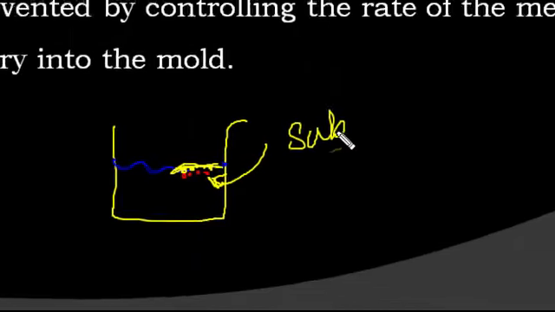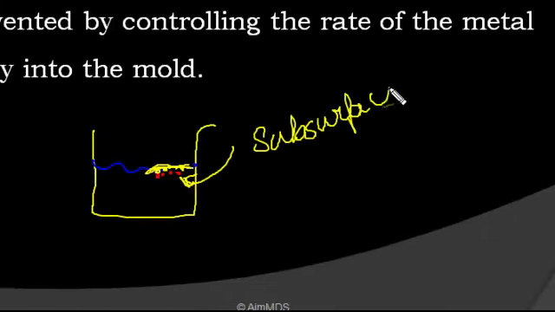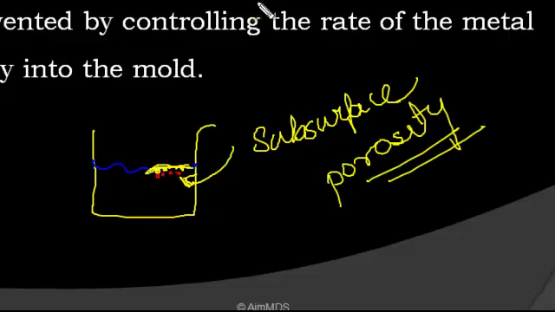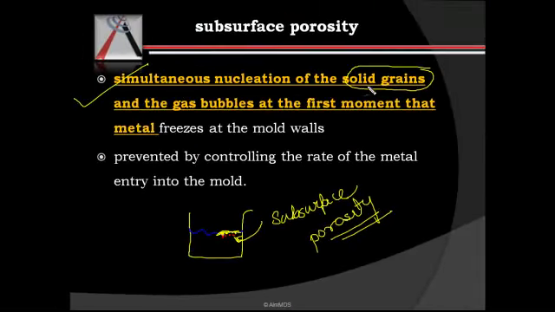So that is subsurface porosity. Here the sentence explains the scenario of simultaneous nucleation of the solid grain and the gas bubble. At the first moment the metal freezes at the mold wall. So metal that is in contact with the mold wall freezes, and at the same time gas bubbles form just below the upper layer of the freezing metal. That results in subsurface porosity, and this can be prevented by controlling the rate of the entry of the metal inside the mold.